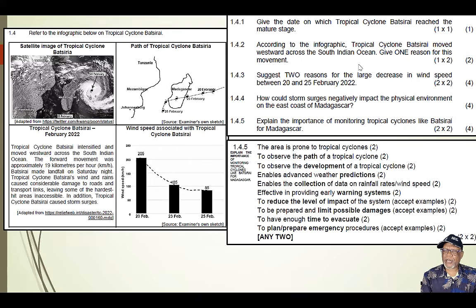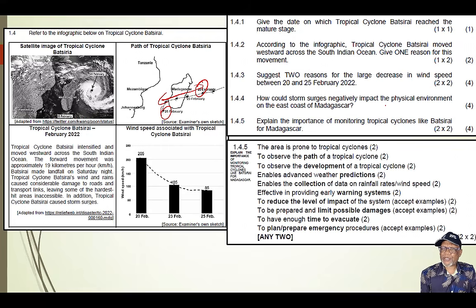Suggest two reasons for the large decrease in wind speed between 20 and 25. Now, where is 20 and 25? There is 20, and there is 25, and the cyclone is moving in this direction. Now, give a reason why the wind speed changed here. You can see now it was moving over the land. So there was high friction over the land. The system was moving over the land and there were a lot of trees and a lot of buildings over the land. So you can look at a number of reasons that would make the tropical cyclone slow down over the land.